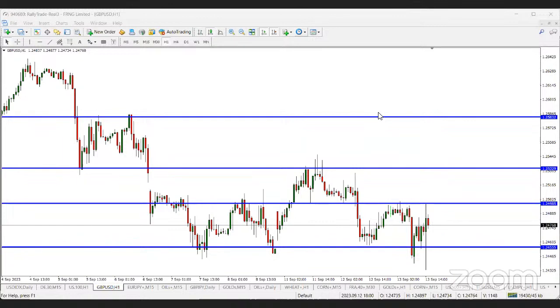So you can get your trend on the daily time frame or 4 hours, and then you can choose your resistance or your support point to enter the market on 1 hour or 30 minutes.